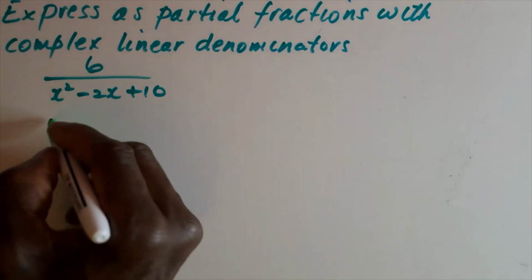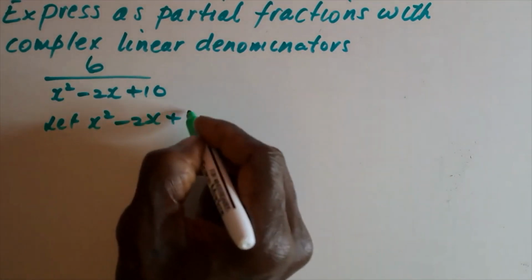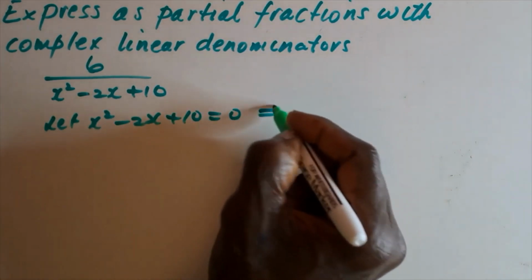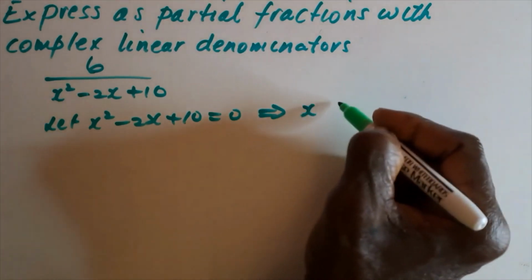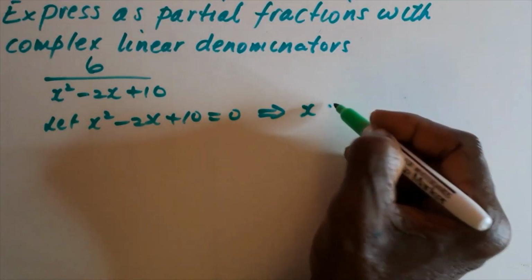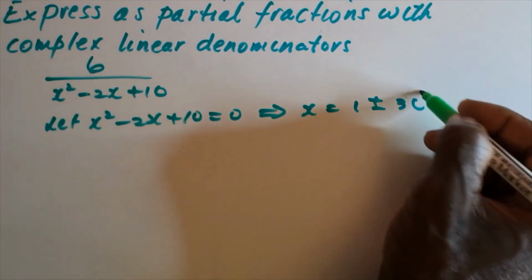So if we let the denominator x squared minus 2x add 10 equal to 0, we apply the quadratic formula and we have two values of x, and these being 1 plus or minus 3i.